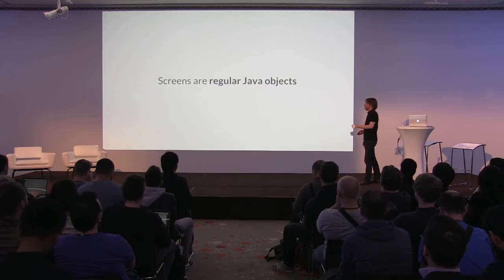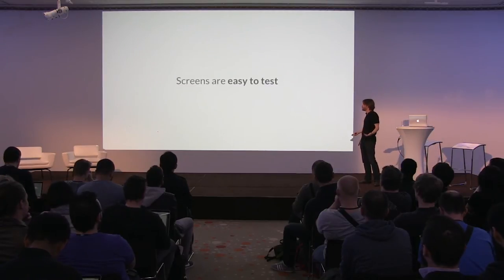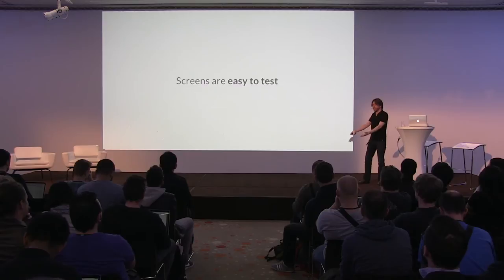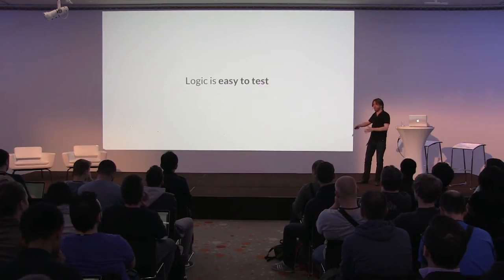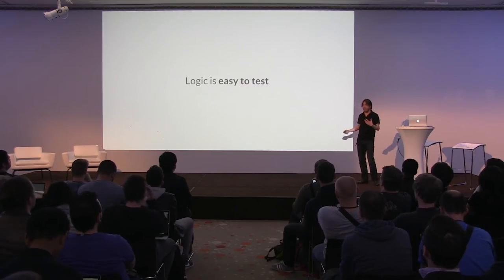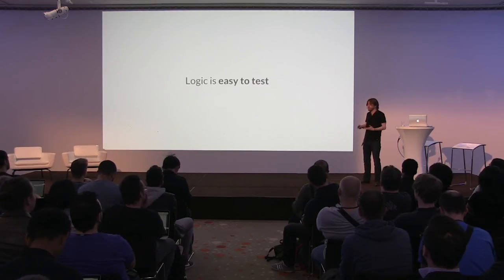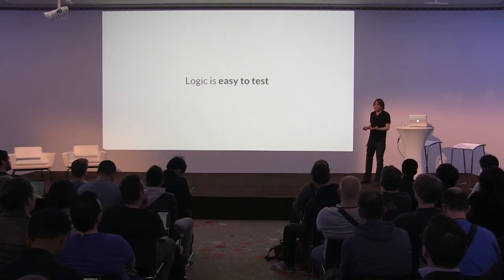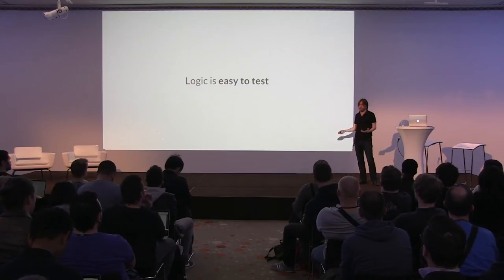Second, screens are regular Java objects. If they're regular Java objects, there's nothing special about them, which means they're easy to test. You can just instantiate one and call a method on it, which means your logic is easy to test, because again, we separated the two: views are dumb, my logic lives in my screen, so my logic is easy to test, which is what I want. And if you're going very fast and you don't have time to test all of your code, if there is one thing you should focus on, it's to test your business logic, right? It makes no sense to retest that the Android framework displays views. Like, it works.